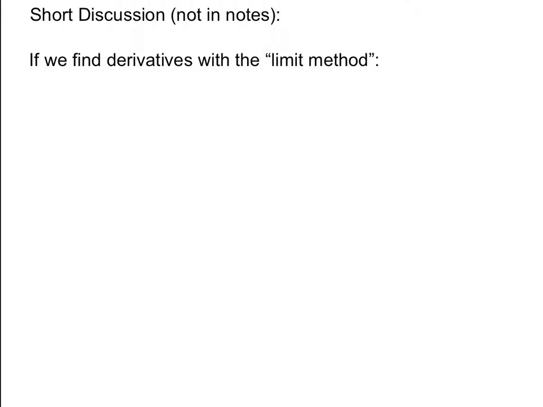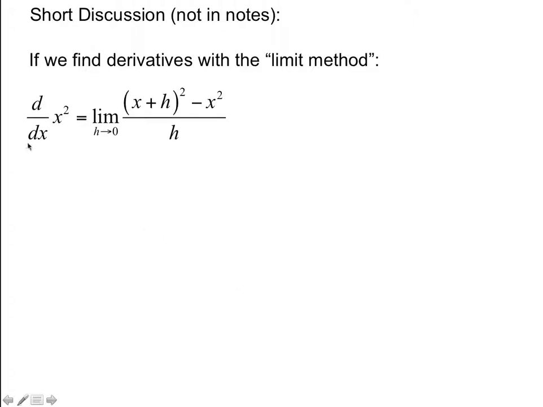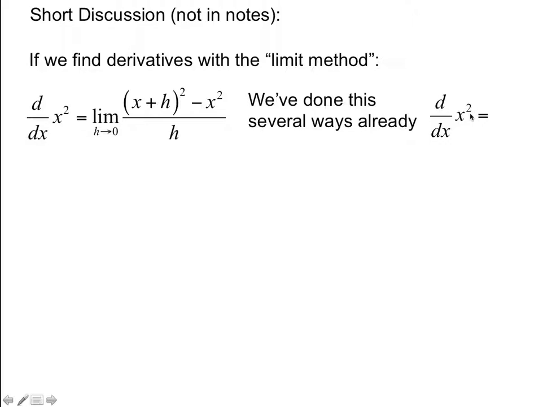This is not in your notes, but let's look at the general pattern here. We've done the derivative of x squared many times. If we use the limit method, we set it up like this. We do some simplifying and canceling, and I've omitted it here because we've done that several times. We end up with the derivative of x squared being 2x.